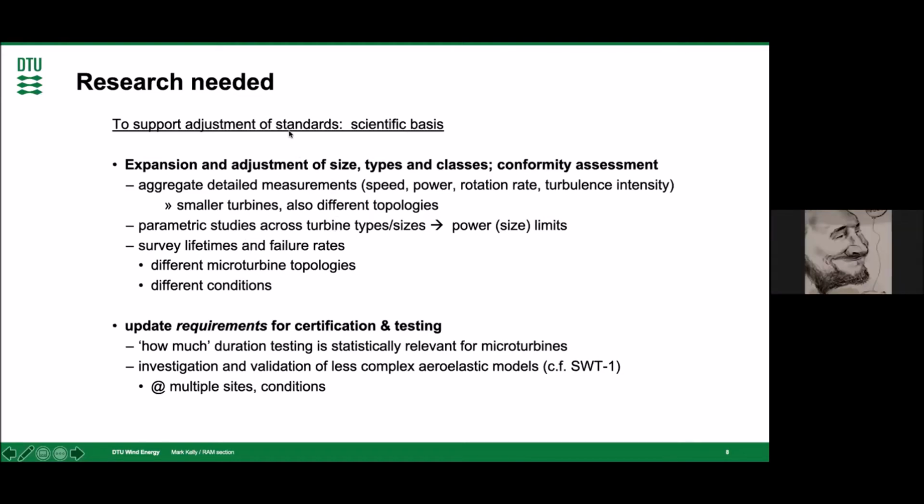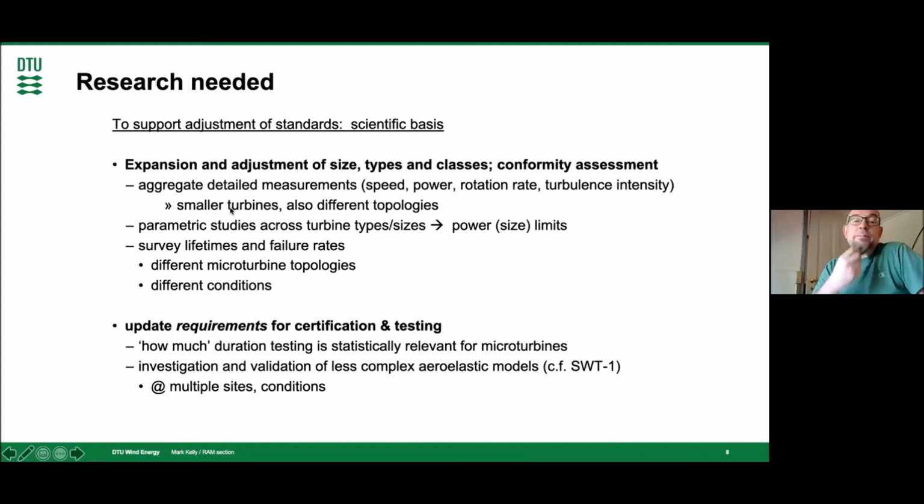We want to support scientifically the adjustment of standards, improving them. So really it depends on data. A lot is on data and validation. But first things first, trying to get new classifications, like size, types, and classes. And following from that, of course, comes conformity assessment. But really, we need more measurements like speed, power, rotation rate, turbulence intensity. We need to aggregate those, and we need to do it for different turbine topologies and also for smaller turbines.